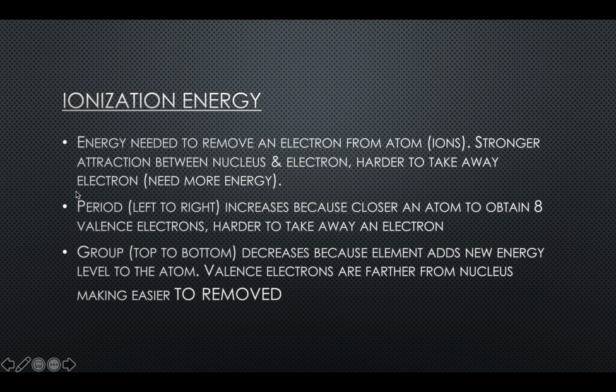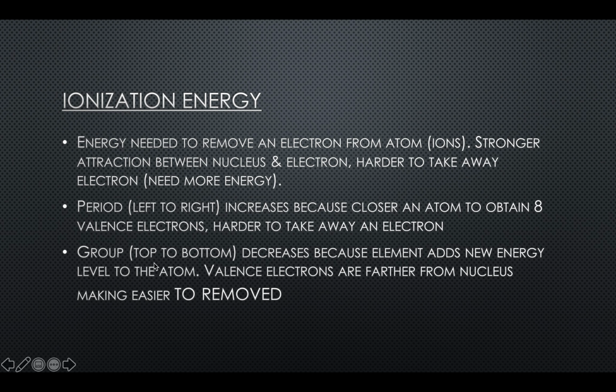Okay, and you should know that positive charge means losing electrons, and negative charge means gaining electrons. You should understand that. So if we look at the period from left to right, it increases because the closer the atom is to obtaining 8 valence electrons, the harder it is to take away an electron. So this is determined by using the valence electrons.